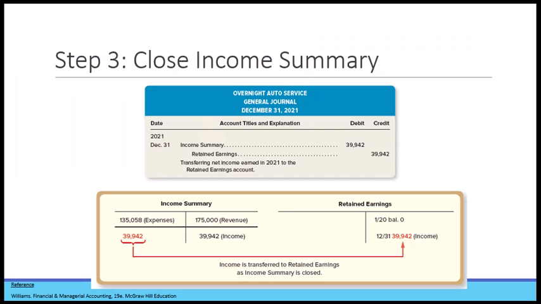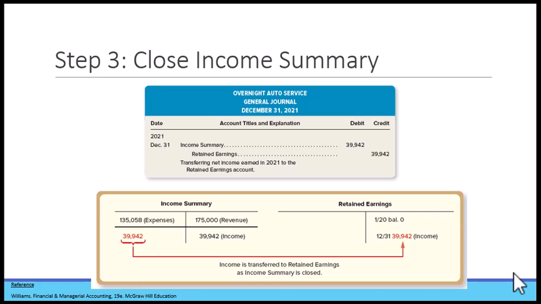We've got to close it. Here we come to step 3. Okay, so the income summary was sitting here with a credit balance of $39,942. We need to get rid of that. How do we get rid of it? We do the exact opposite to it. It has a credit balance. We're going to debit the account for $39,942.